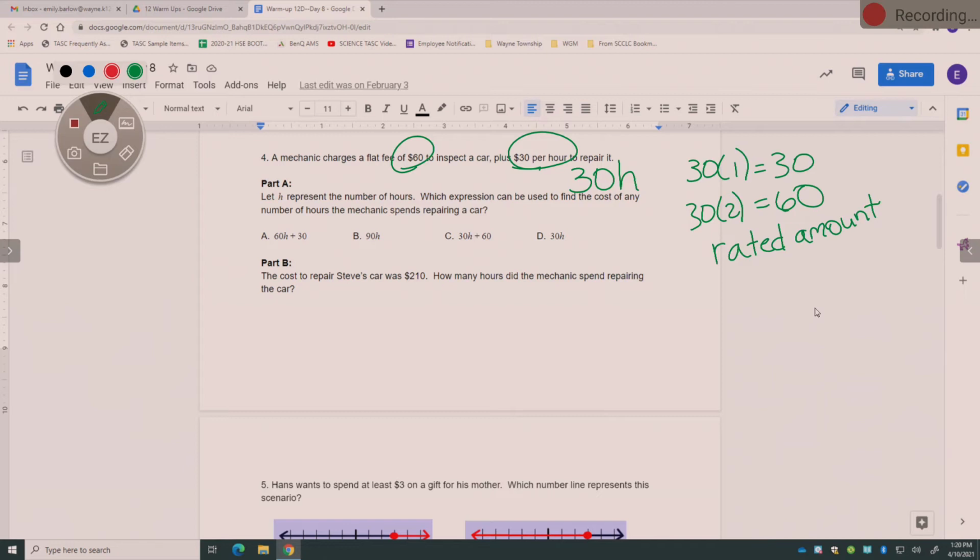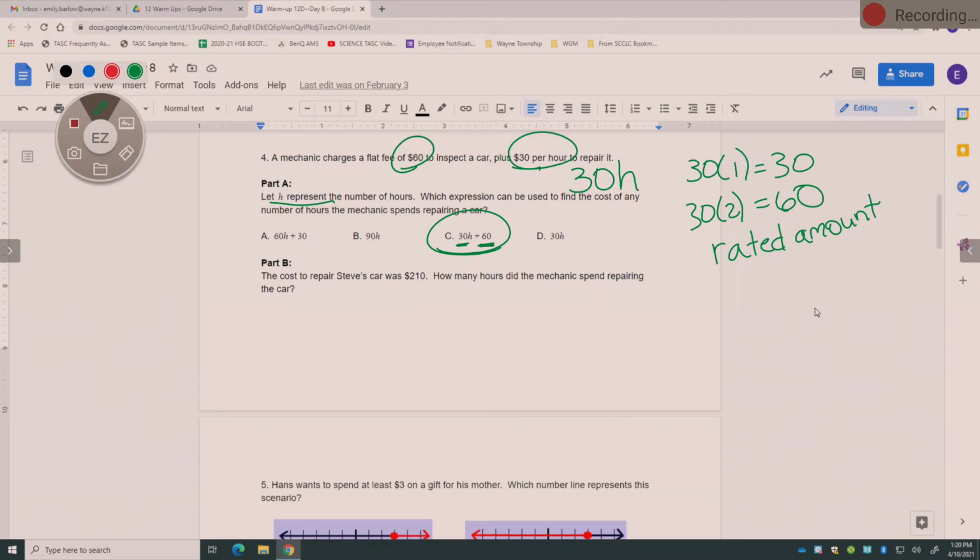So H equals the number of hours, which expression can be used to find the cost of any number of hours the mechanic spends repairing a car. Well, 60 is my one-time fee, and 30 per hour is my rated amount. So the only one that has both of those numbers is this one.